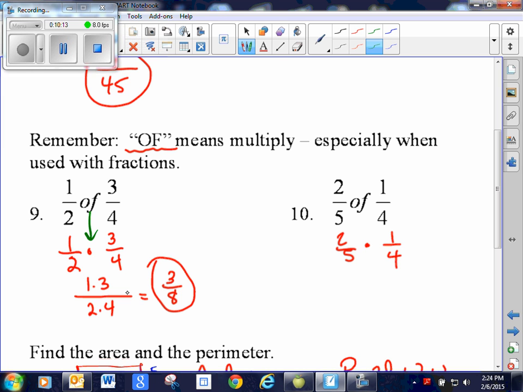Single fraction bar. I have a 1 and I have a 3. I have a 2 and I have a 4. Nothing cancels, so I'm done. 1 times 3 is 3. 2 times 4 is 8.